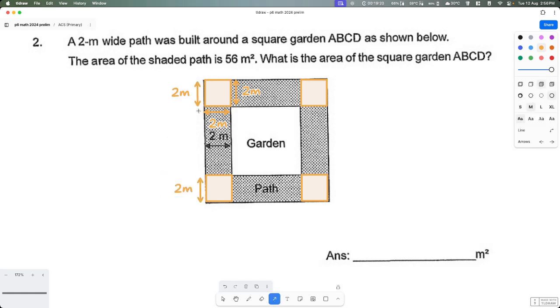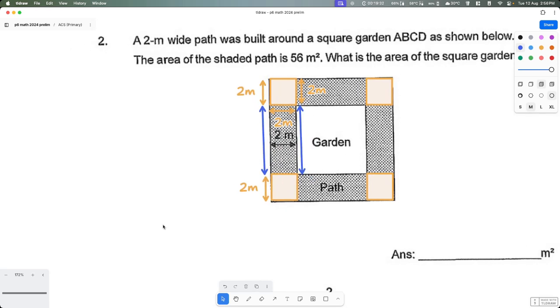So once we are able to get this, I'm going to draw another color, maybe blue, then that means we can get this length as well, and then we can get the area. Okay, so from here, we know the total area.